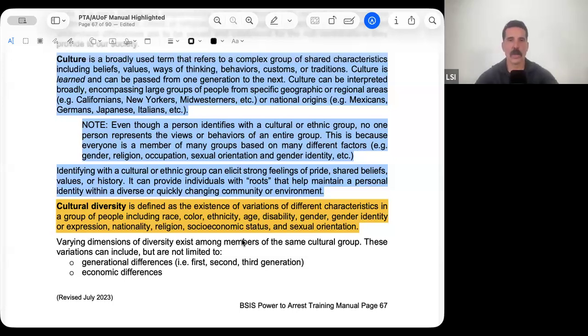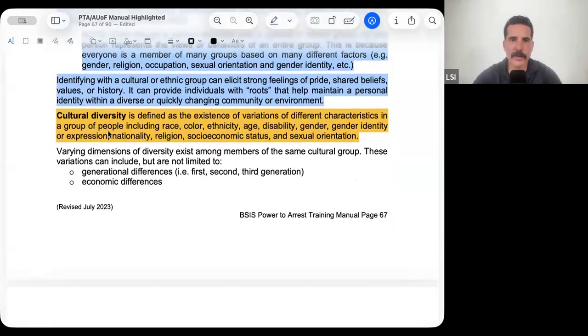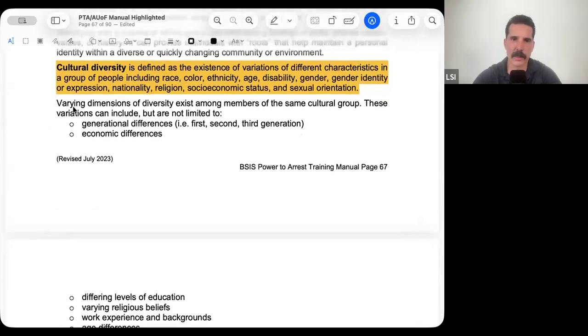All right, now in the next paragraph where it defines cultural diversity, we're going to highlight this whole paragraph. Cultural diversity is defined as the existence of variations of different characteristics in a group of people, including race, color, ethnicity, age, disability, gender identity or expression, nationality, religion, socioeconomic status, and sexual orientation. Highlight or underline that whole section. All right, and it continues.